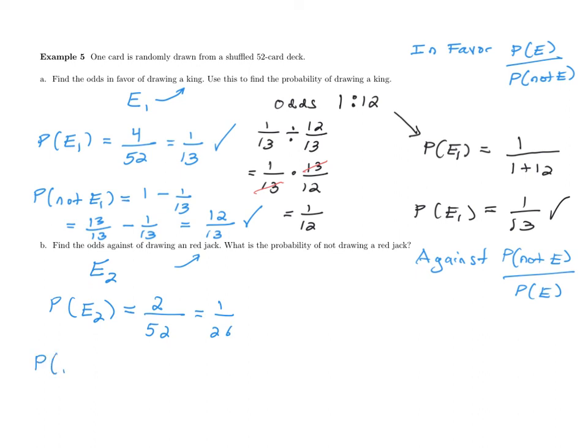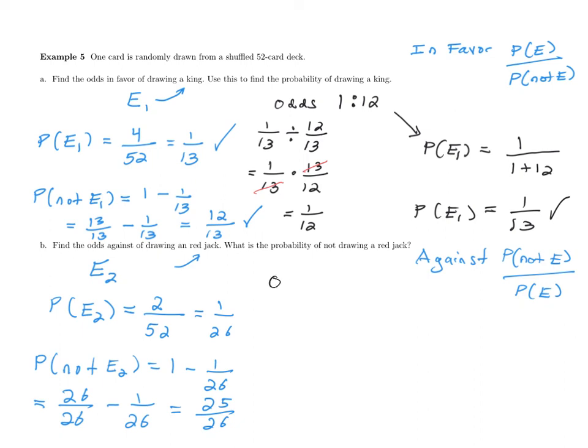If we want the probability that not E2 occurs, well, it's 1 minus 1 over 26. 1 is the same thing as 26 over 26. And if we take 1 over 26 from that, we get 25 over 26, which makes sense. If we add this and this together, we get 26 over 26, which is 1, or 100%.